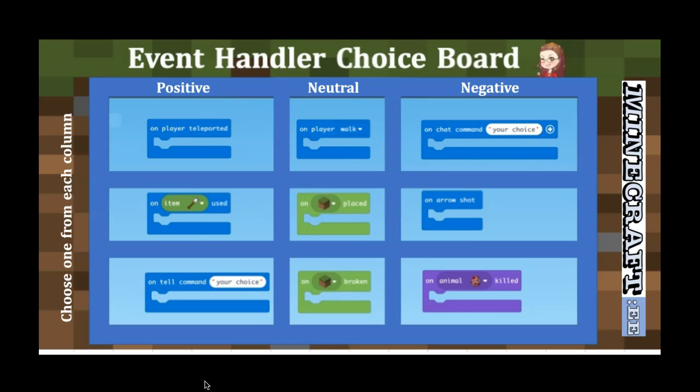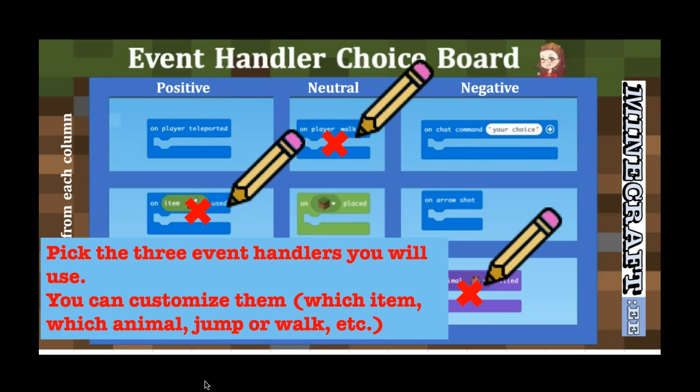And this is your choice board to choose which event handlers you're going to use. 3 options for positive, 3 options for neutral, and 3 options for negative event handlers to choose. So for example, you could pick on item use to be your positive event. You could customize that to be any item you wanted it to be. And you could choose for your neutral item to be on player walk. Your negative item could be on an animal killed. You would choose one from each column to be a positive, a neutral, and a negative thing to do.